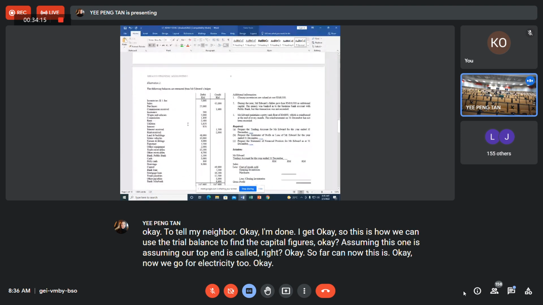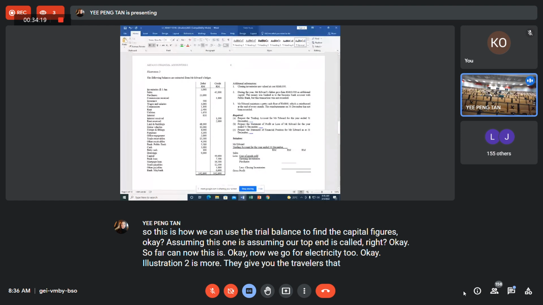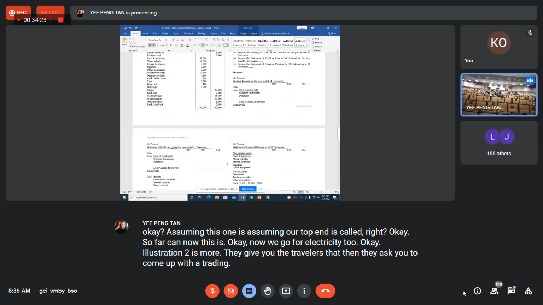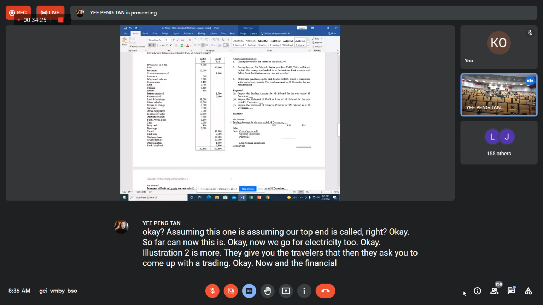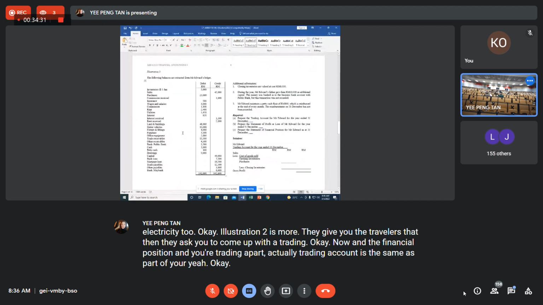Illustration 2 is more. They give you the trial balance, then they ask you to come up with a trading account, a P&L, and a statement of financial position. Actually, the trading account is part of your P&L account. I'll explain to you later. That's illustration 2.